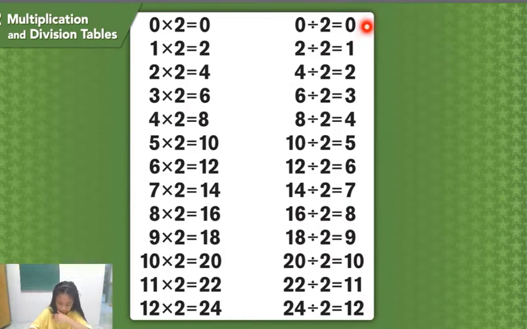So let's read our facts starting with 0 divided by 2. Together begin. 0 divided by 2 equals 0. 2 divided by 2 equals 1. 4 divided by 2 equals 2. 6 divided by 2 equals 3. 8 divided by 2 equals 4. 10 divided by 2 equals 5. 12 divided by 2 equals 6. 14 divided by 2 equals 7. 16 divided by 2 equals 8. 18 divided by 2 equals 9. 20 divided by 2 equals 10. 22 divided by 2 equals 11. 24 divided by 2 equals 12.